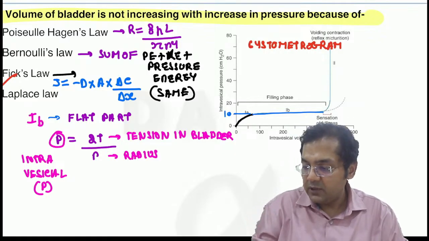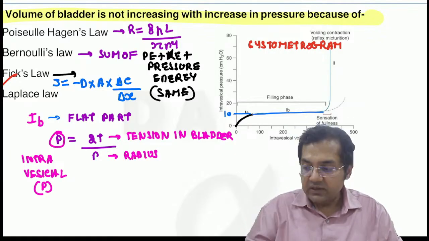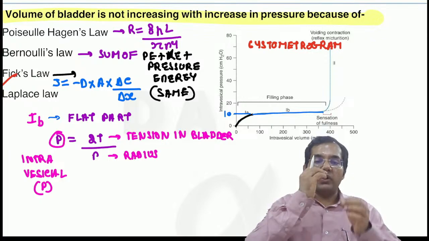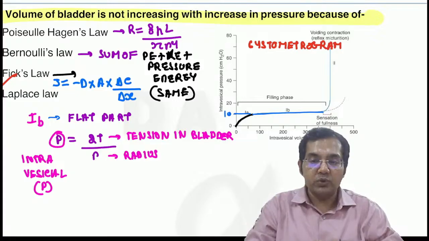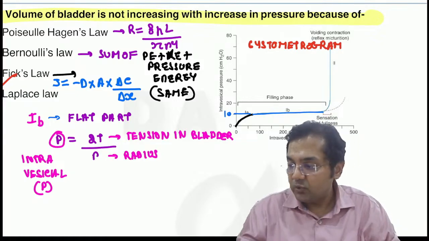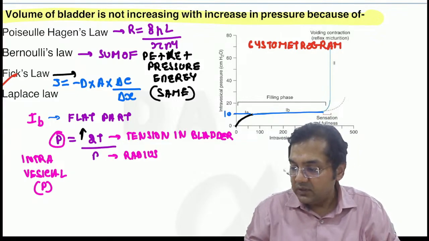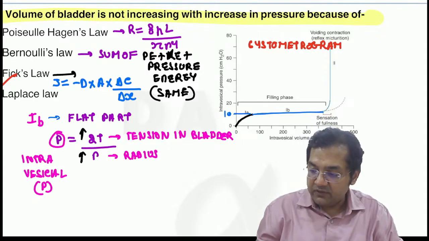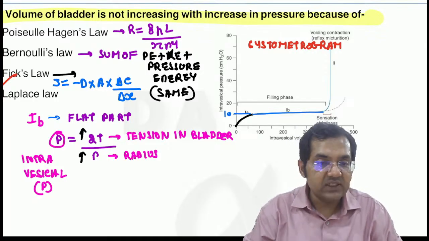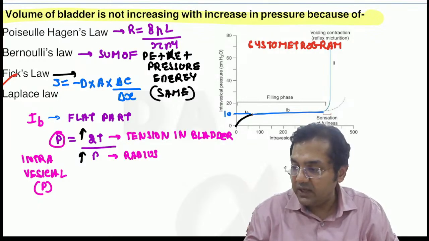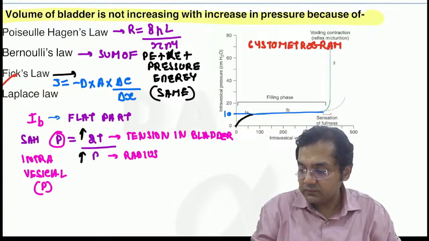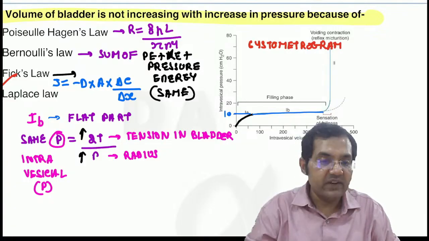what I observe is that, as the person is drinking the water, the bladder will start getting stretched. The smooth muscle of the bladder shows a property of plasticity. So as you drink water, the tension increases, but radius also increases. So will the pressure increase? The answer is no. Pressure remains same. This is known as a very good application of Laplace law.